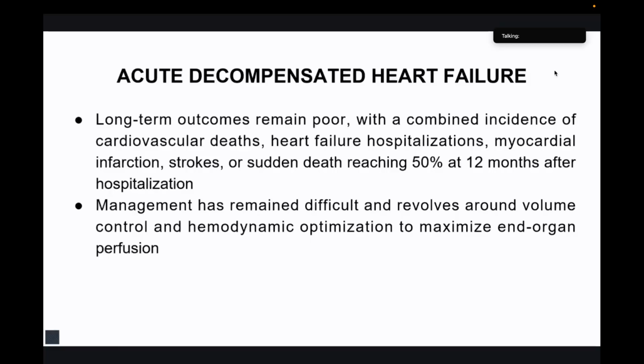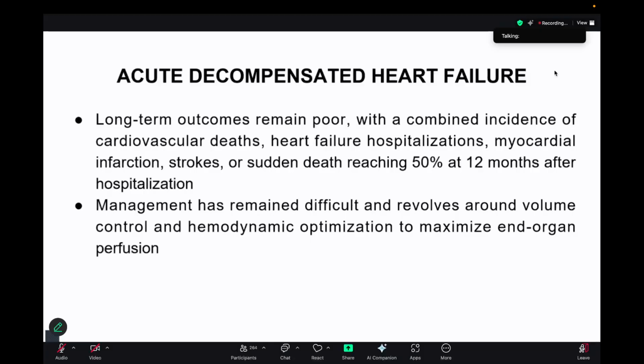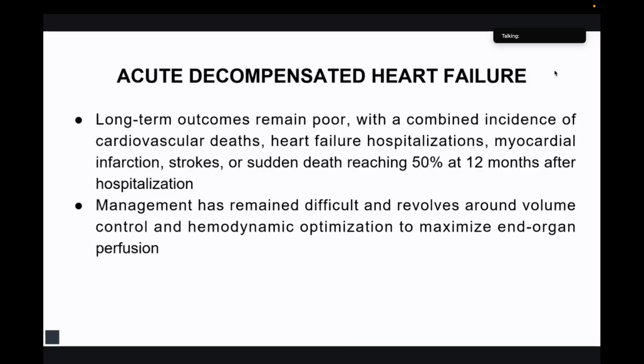The long-term outcomes remain poor for acute decompensated heart failure, with a combined incidence of cardiovascular death, heart failure hospitalization, MI, stroke, or sudden cardiac death reaching 50% at 12 months after hospitalization. Management has remained difficult and it revolves around volume control and hemodynamic optimization to maximize end organ perfusion.